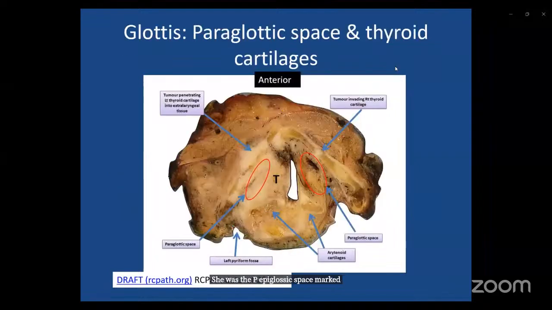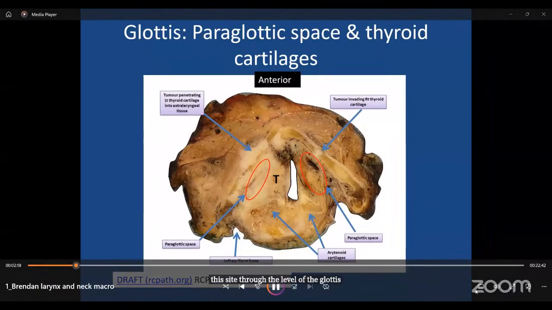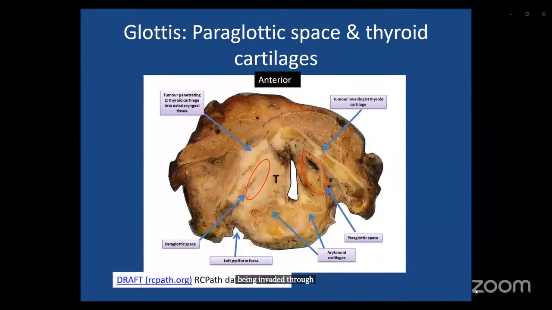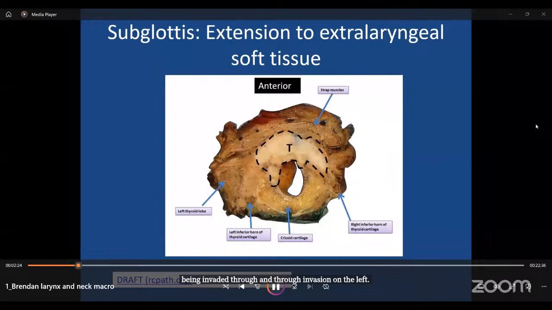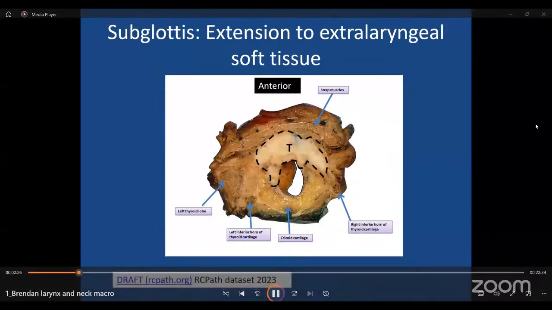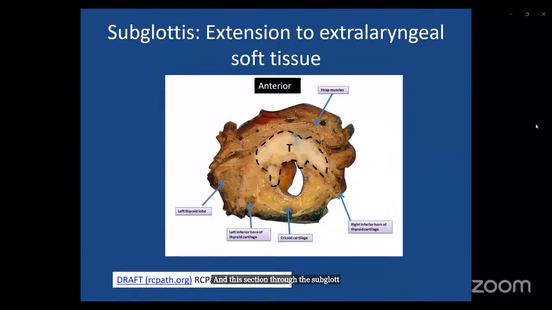This superior sagittal slice through the epiglottis and tongue base margin shows the pre-epiglottic space marked in red. This slice through the level of the glottis shows the thyroid cartilages being invaded, with through and through invasion on the left. And this section through the subglottis reveals cricoid cartilage and tumour extending anteriorly beyond the larynx into the extralaryngeal tissue, including the strap muscle.